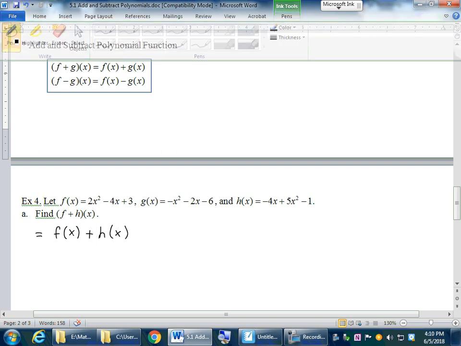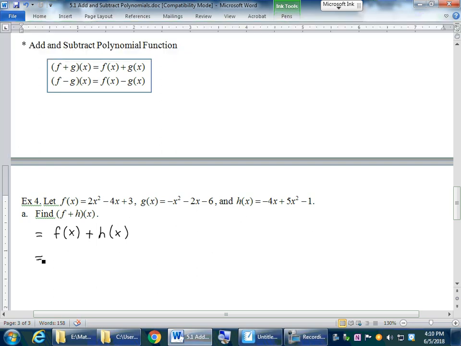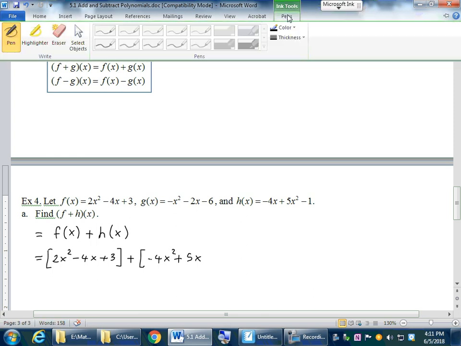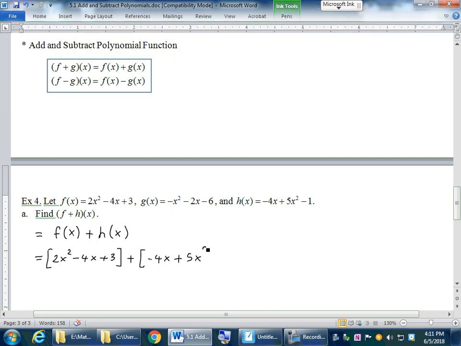So now we substitute what is f functions represent. F function is represented by the formula 2x squared minus 4x plus 3. And an h function is represented by negative 4x squared plus 5x. Oh, my bad. I copied it wrong. Negative 4x plus 5x squared minus 1.